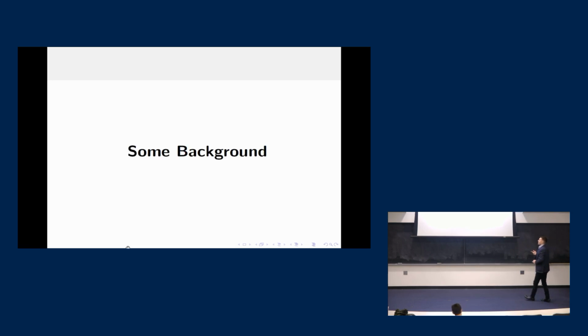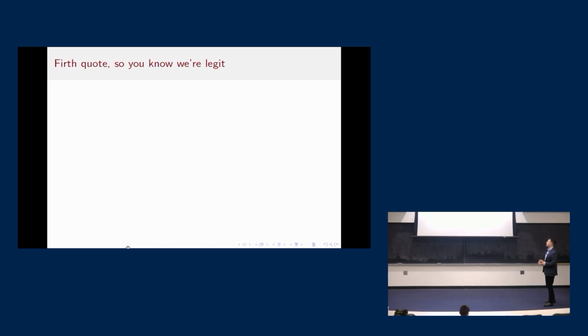So let me give you some background to this problem. Again, if you haven't seen word embeddings before, this is going to be a little crash course. If you have seen word embeddings before, my apologies, it might be overly simplistic, but just bear with me.